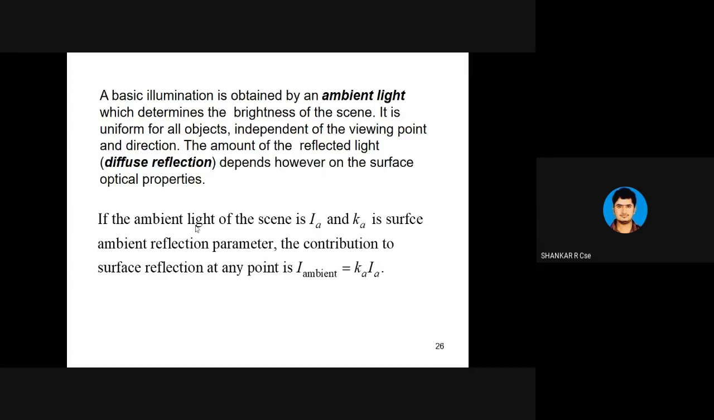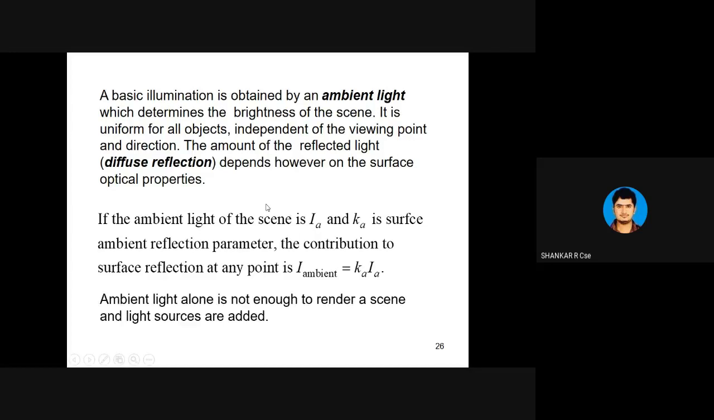All right. So all this while we talked about theory, now we'll talk about mathematics. As you know, ambient light depends on the surface, whether that is a rough surface or a smooth surface. In the sense, I can write IA, that is ambient intensity, is directly proportional to K.